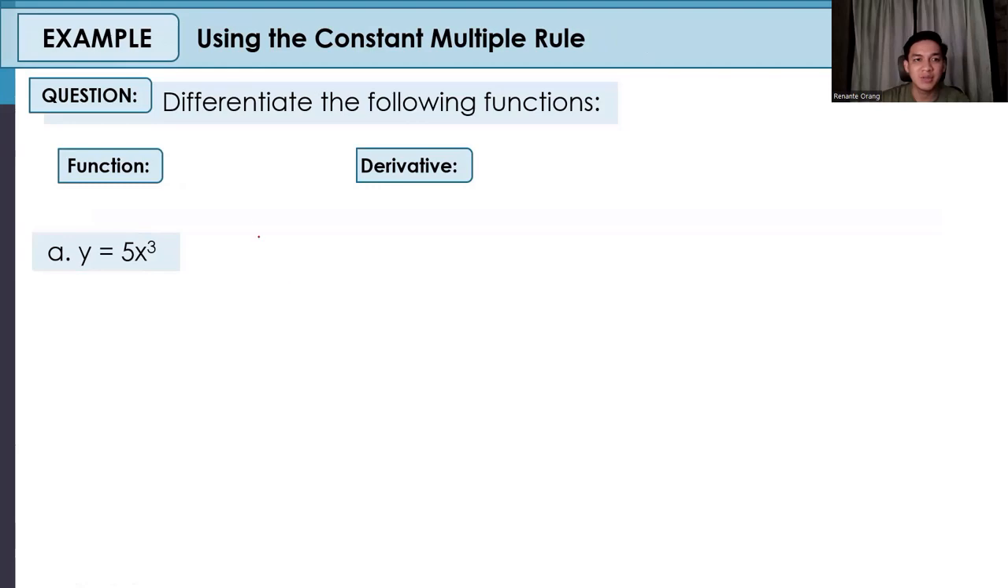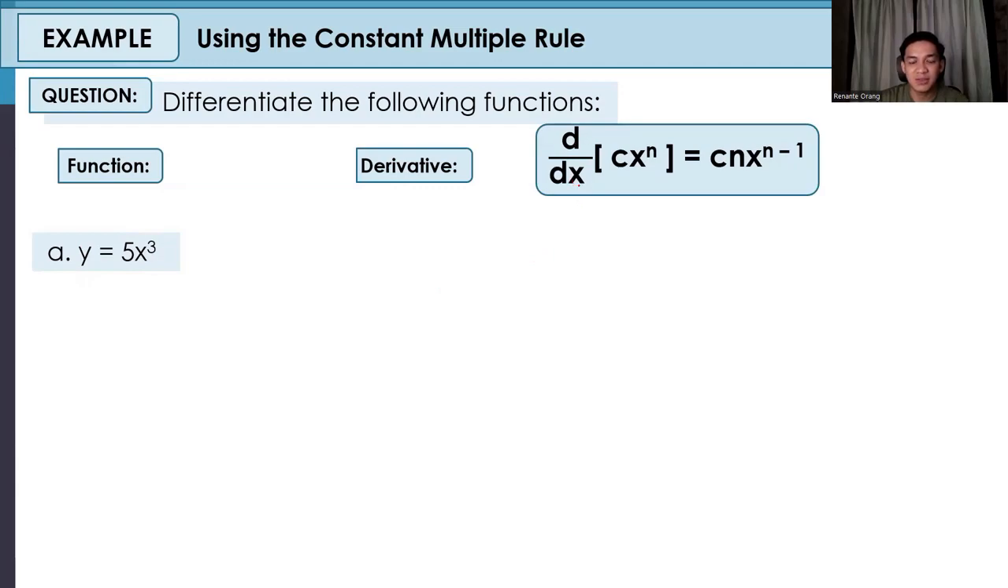So, here are our examples. Differentiate the following functions. Letter A is y is equivalent to 5x cubed. So, as stated kanina, yung ating formula is the derivative with respect to x of constant x raised to n is equivalent to constant n x raised to the power of n minus 1. So, same process po yung gagamitin natin kanina. Constant natin is equivalent to yung nasa harapan, which is si 5. X natin, yung merong exponent, which is si x. And then, yung ating n, which is the exponent, is 3.